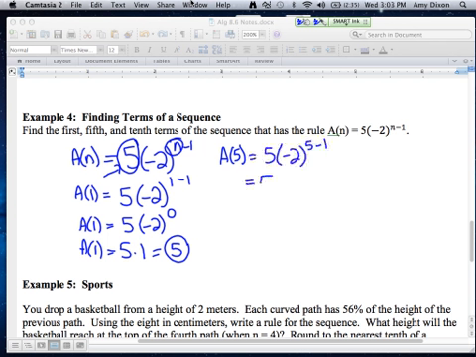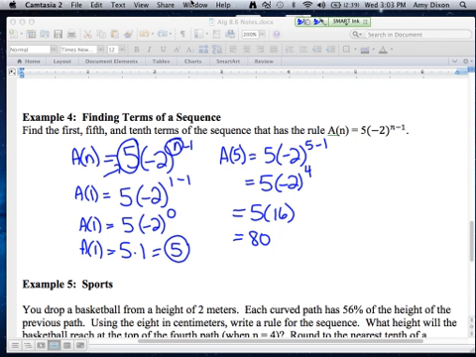Okay, so what we get is 5, and then negative 2 to the 4th power. All right, if we take negative 2 to the 4th power, you're going to get 16. So it's 5 times 16, which is 80. So the 5th term of the sequence is 80.